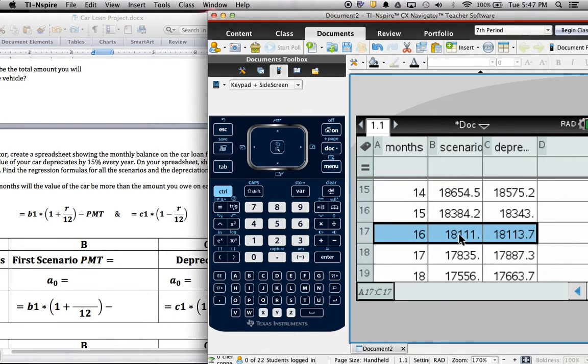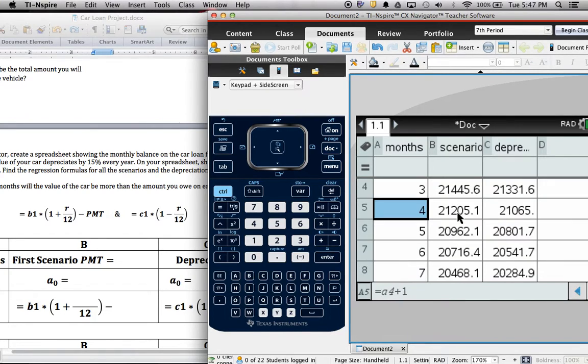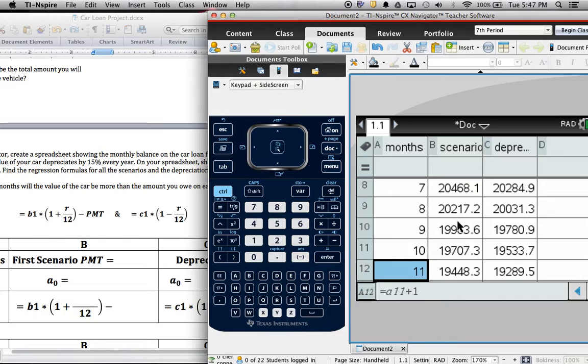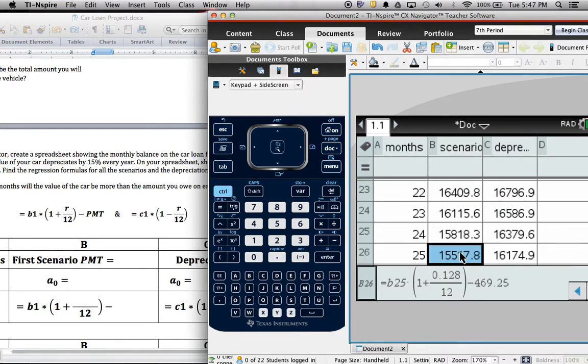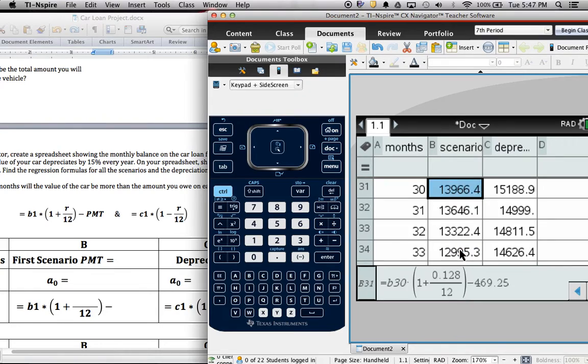So why do we need to know this? Well, if you get in a car wreck after owing the car for only a year, the insurance company is only going to pay you $19,048. But your loan amount is more than that. So guess who gets stuck with the rest of the bill? You do. You will have to pay off the rest of that out of pocket. Okay? So you can look and see what the value is.